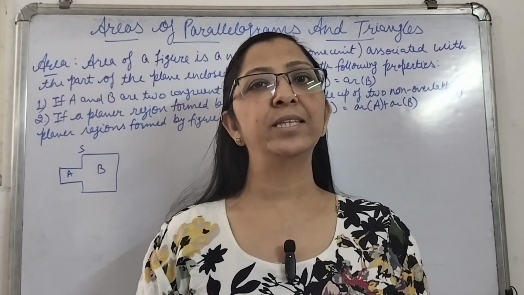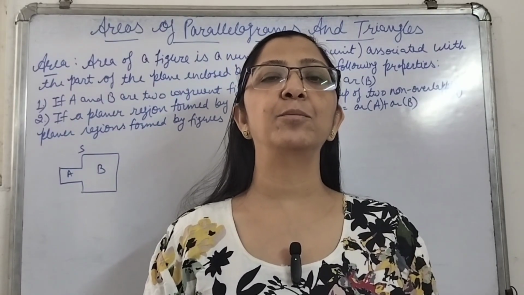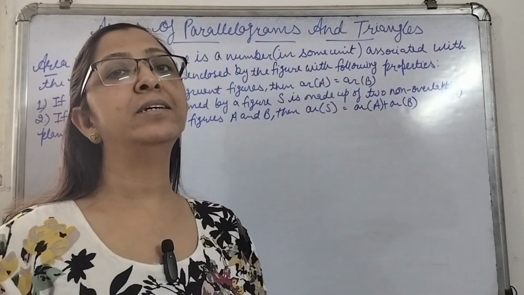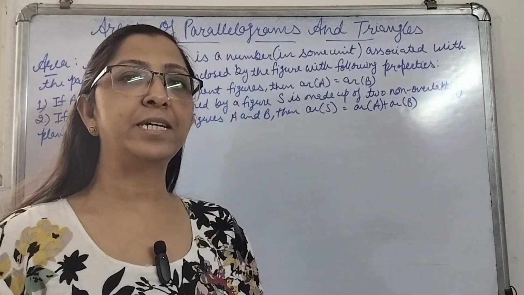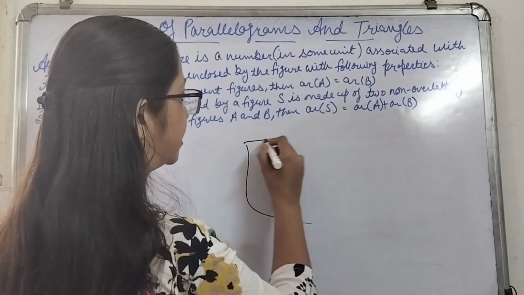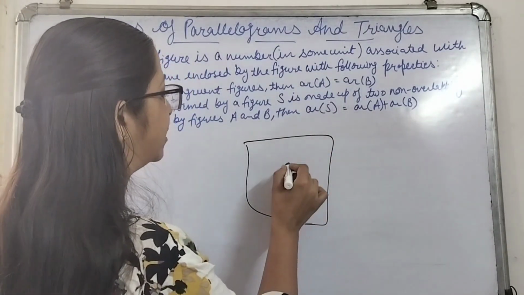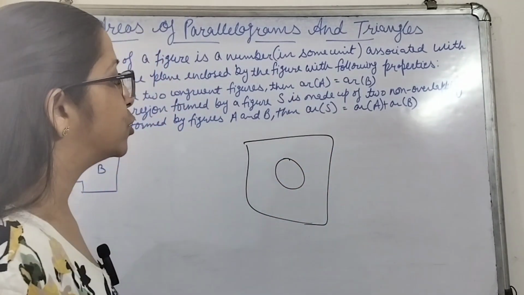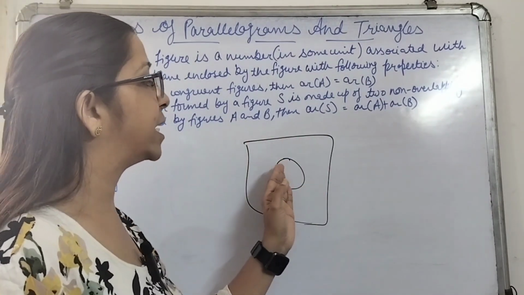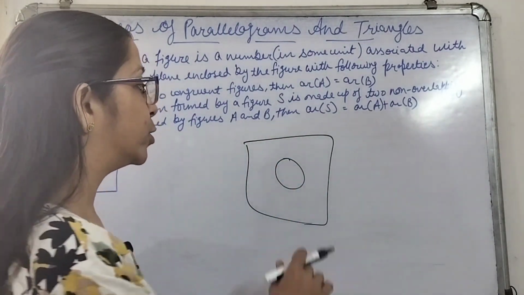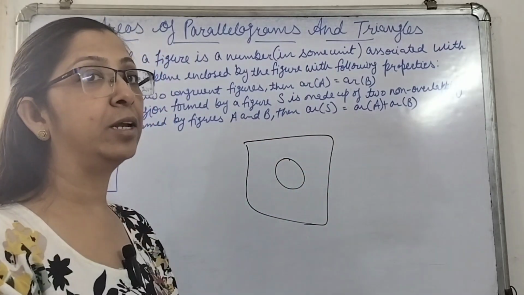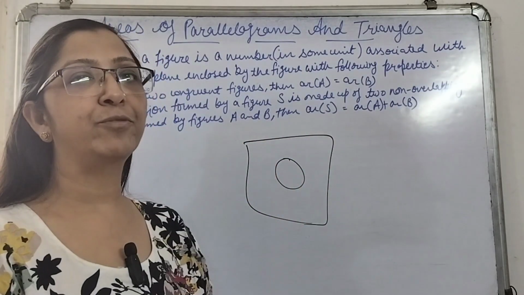Today we'll be doing the ninth chapter of class ninth maths, that is areas of parallelograms and triangles. So let's understand what area is. Suppose there is a plane. In this plane, there is a closed figure. The area of this closed figure will be the part of the plane which is enclosed by the figure. Whatsoever the part of this plane is enclosed by this figure will be the area of this figure.